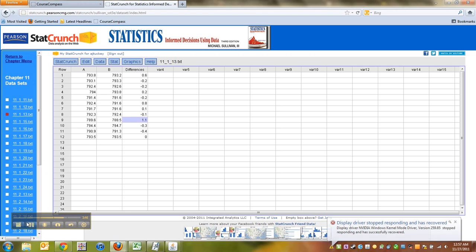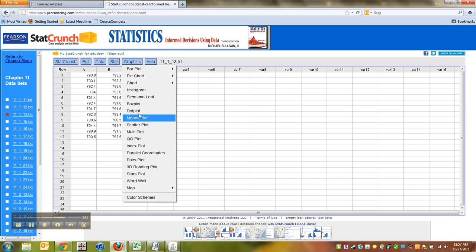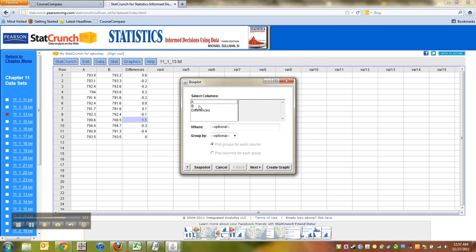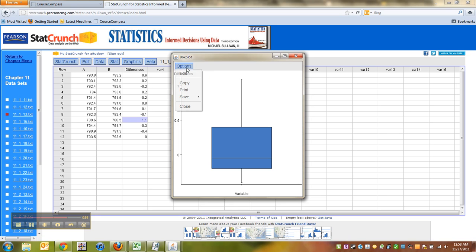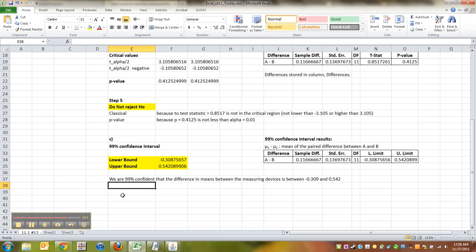differences. Oops, my computer is totally freaking out on me. Let's try it again. Box plot. There we go. We want to do it of differences. Create the graph. There you go. And you can copy and paste it into Excel. So this is part D. Oops, I better put it further down.